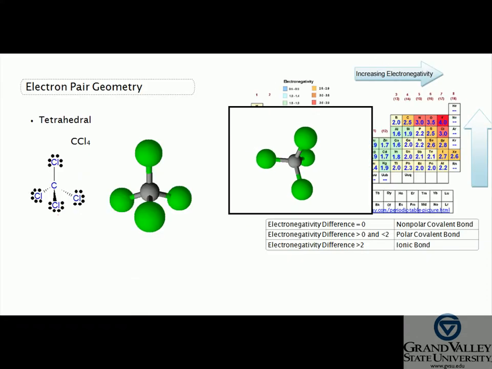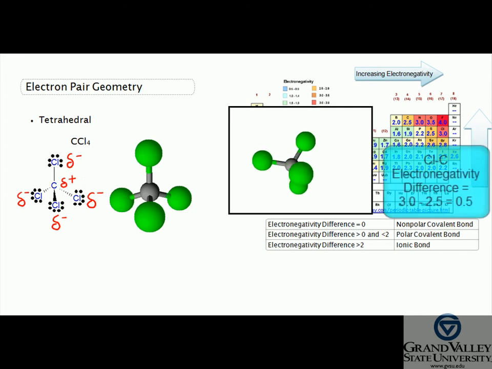This is shown by chlorine having a partial negative and carbon having a partial positive. Finding the electronegativity difference between the chlorine and carbon will assist in determining which types of bonds are present. When referring back to the possible bond types, this molecule has polar covalent bonds.